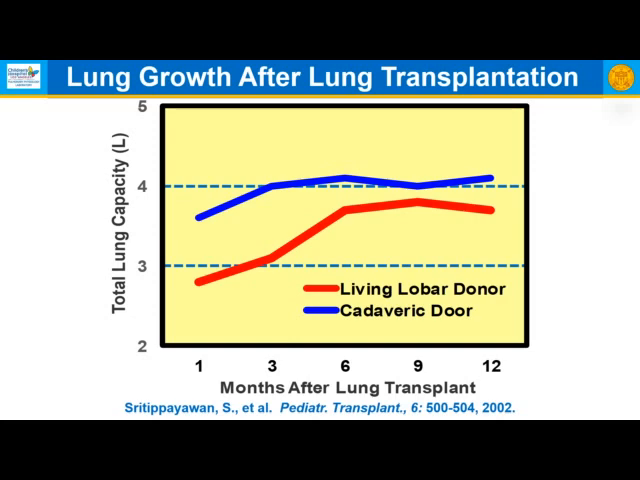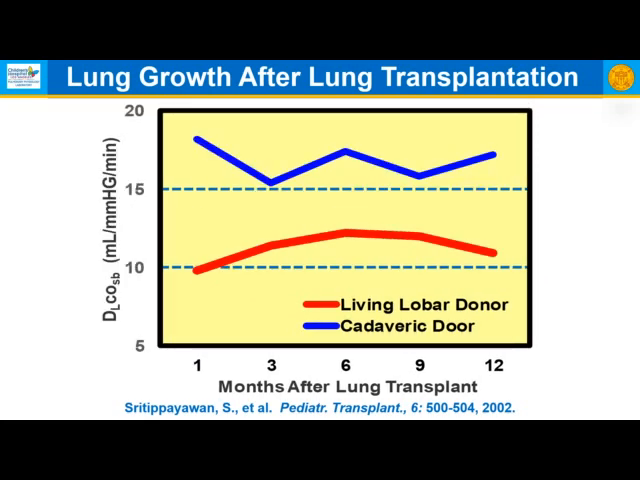This is the change in total lung capacity. So you can see living lobar donor lung transplants had a much more significant increase in total lung capacity than the cadaveric donors. This was the single breath diffusing capacity, not corrected, in living lobar recipients over the course of the year and in cadaveric recipients over the course of the year. These are mean values.